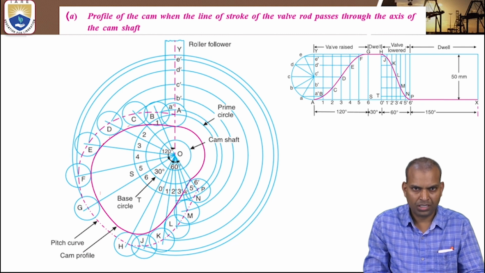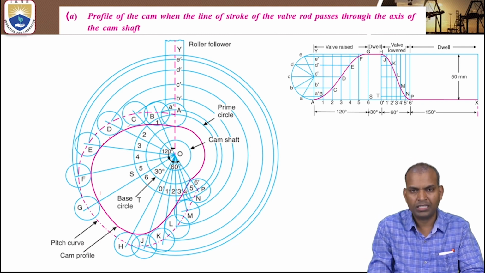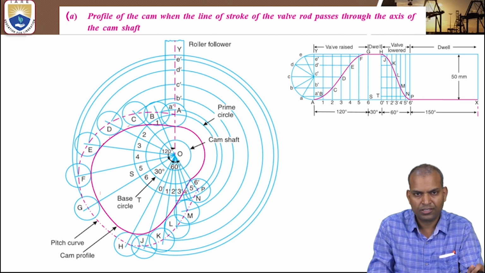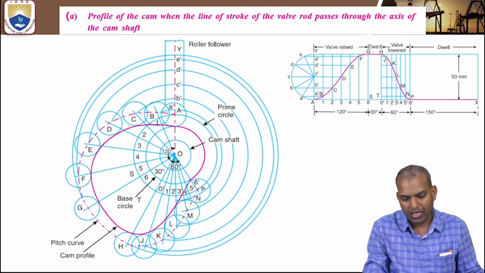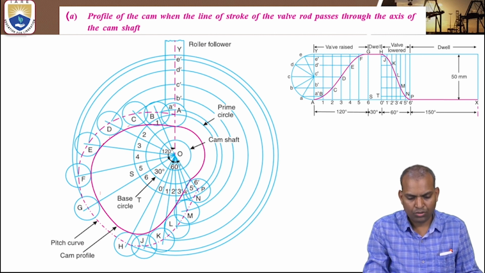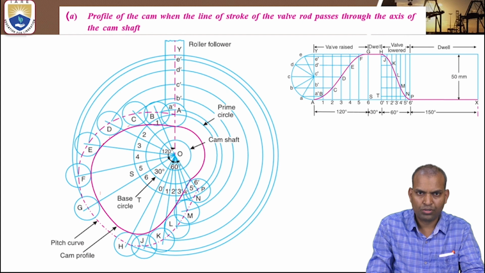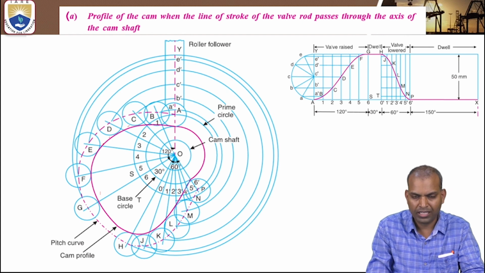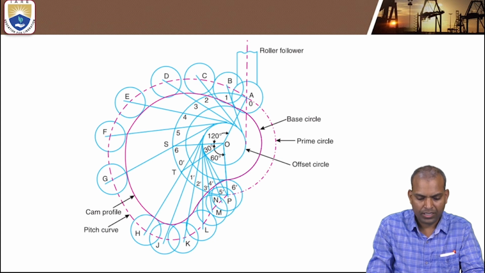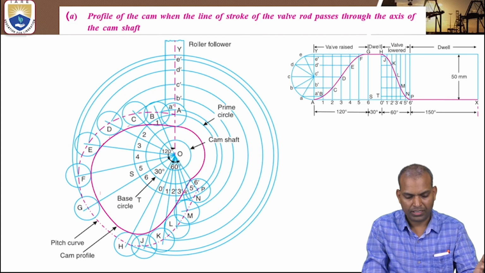The given conditions are during outstroke it is 120 degrees, and return stroke it is 30 degrees. Dwell is 30 degrees and return stroke is 60 degrees, and dwell during the return is 150 degrees. Instead of outstroke and return stroke, they mentioned here valve raised, next valve lowered, like that. That is the way of drawing.